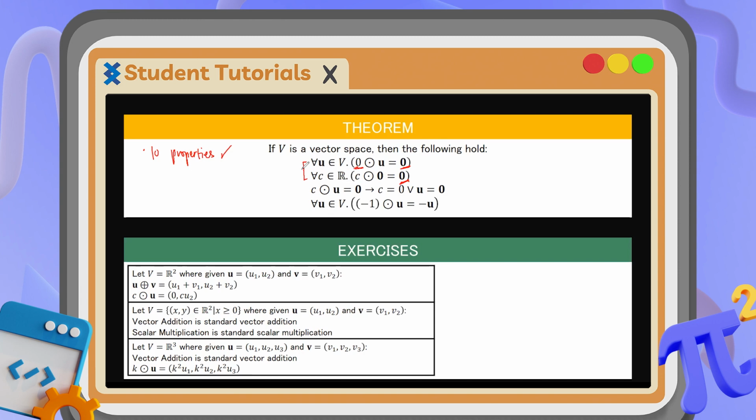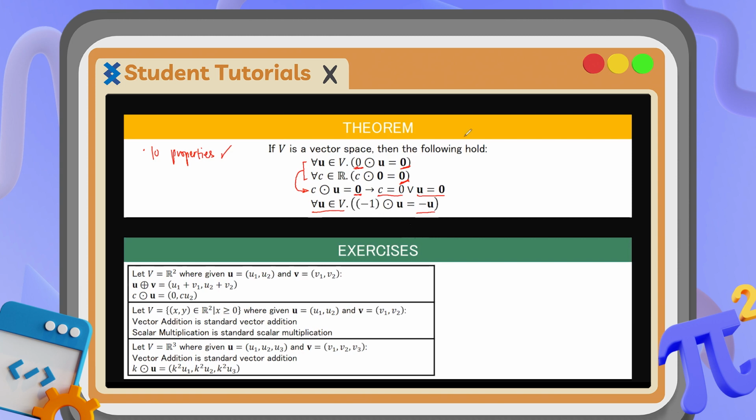And these two are somewhat related to this one, wherein if we multiply a scalar and a vector and get the 0 vector, then that can either mean that the scalar is 0 or the vector is the 0 vector. Lastly, for all elements coming from the set V or the vector space, if we apply the scalar multiplication with the scalar -1, that should give us the -u element.